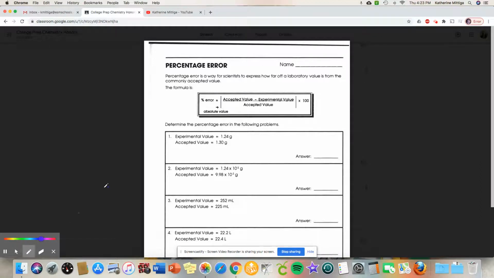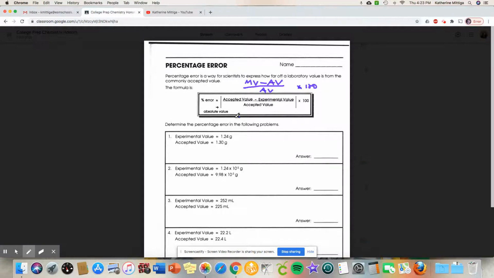Okay, welcome. This is percent error. First of all, this formula is also on Reference Table T. I know it looks a little different on Table T, but it's pretty much the same thing. On Table T, it says measured value minus accepted value over accepted value times 100. But this has them flipped.